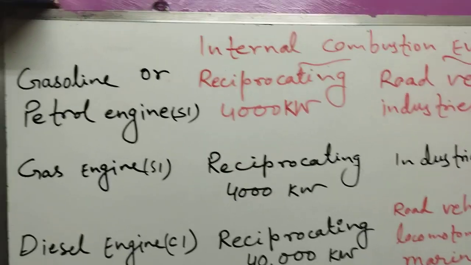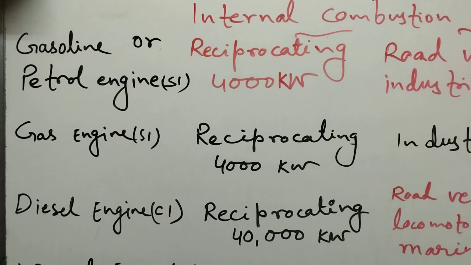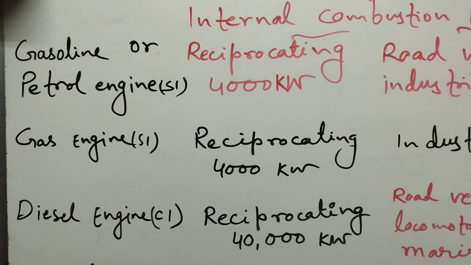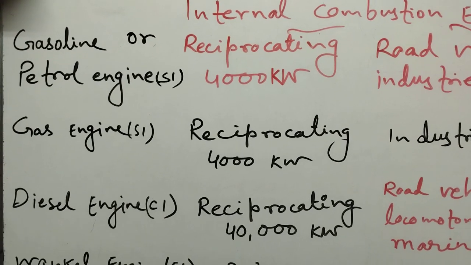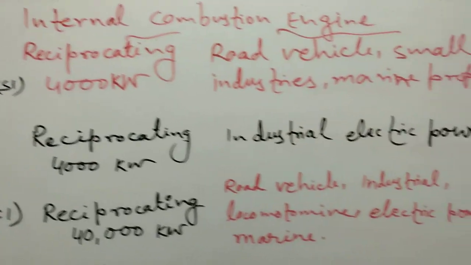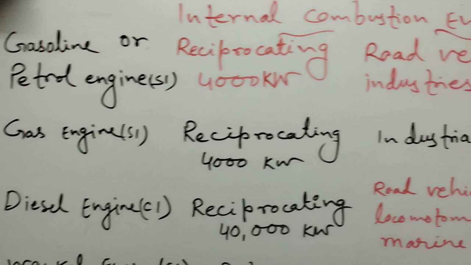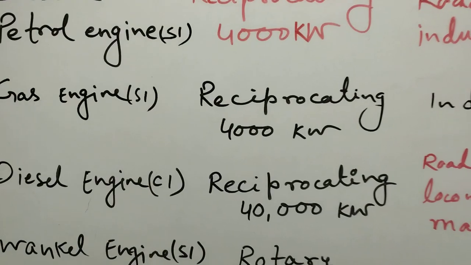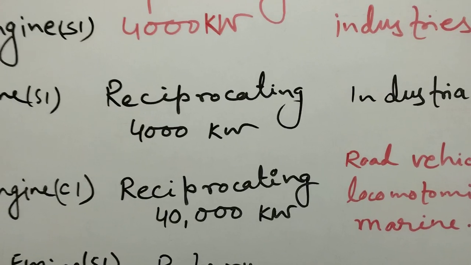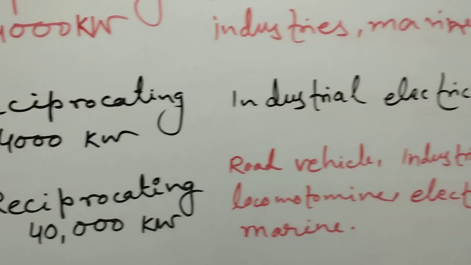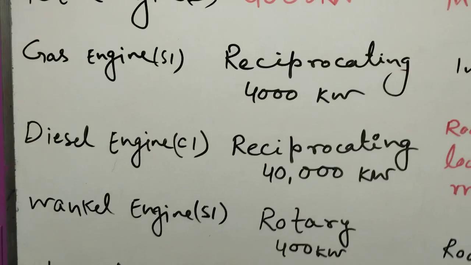Classification of the internal combustion engines. The first is the gasoline or petrol engine. This is the spark ignition engine, of the reciprocating type, with power developed of 4000 kilowatt, used in road vehicles, small industries and marine propulsion. Gas engine. This engine is of the reciprocating type, which is to-and-fro motion, 4000 kilowatt, used for industrial electric power generation.